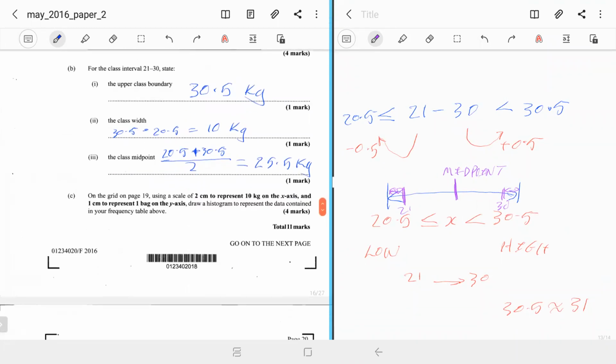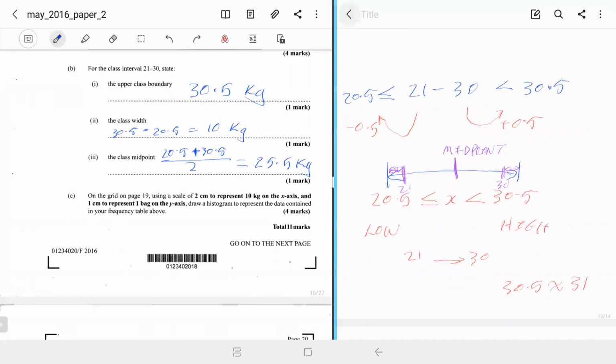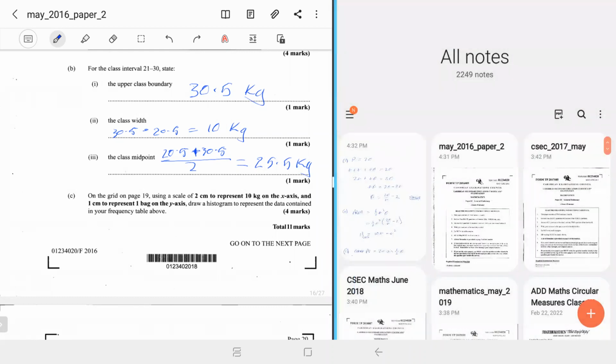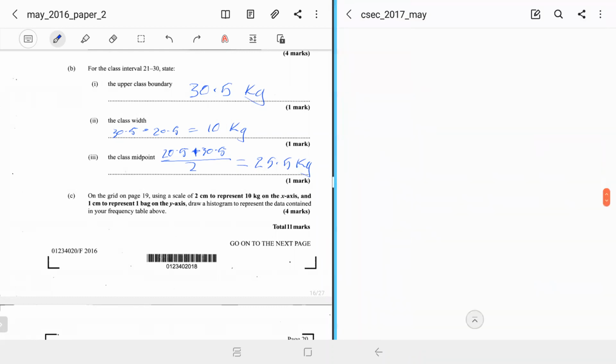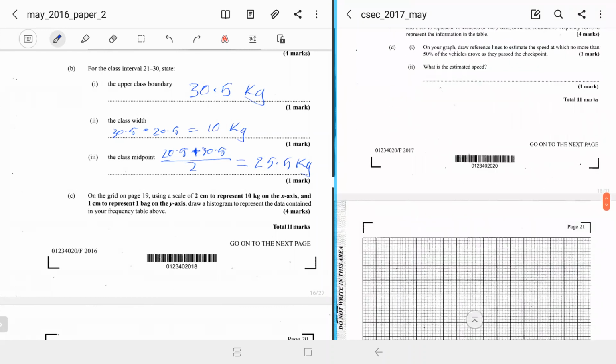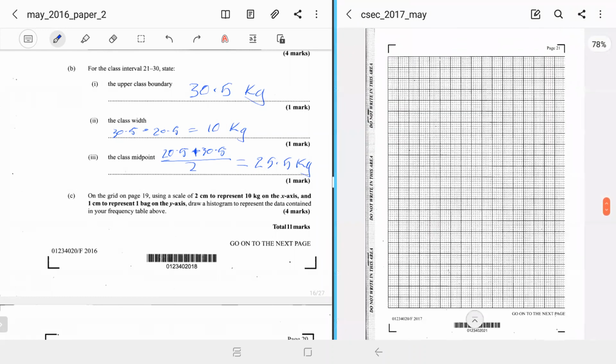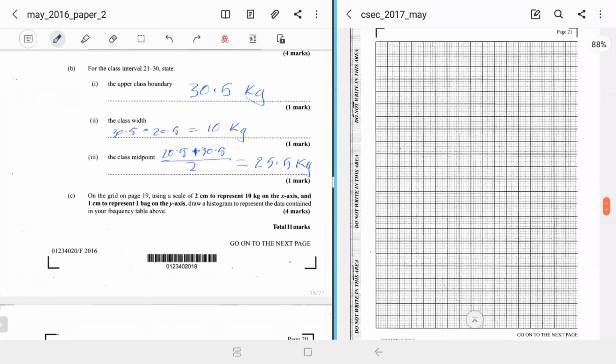This question says on the grid on page 19, but there's no grid on that page. So I'm going to bring up 2017, which is supposed to have a graph. I'm going to do the graph on 2017 instead. See here, there's a graph. So we have to clean it up, and I'm going to use this as a graph.